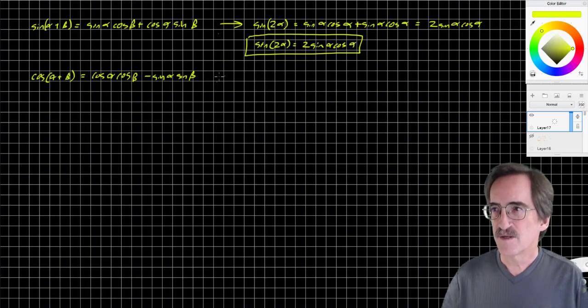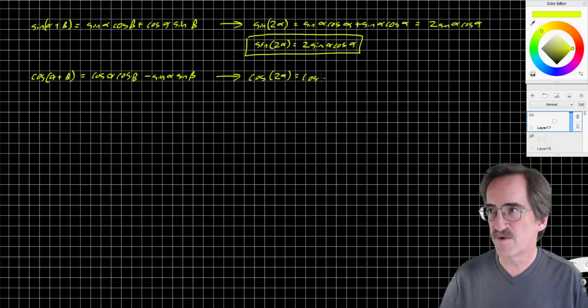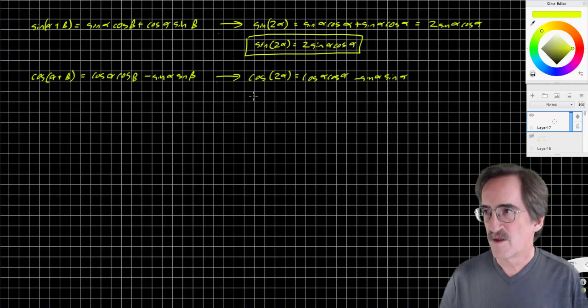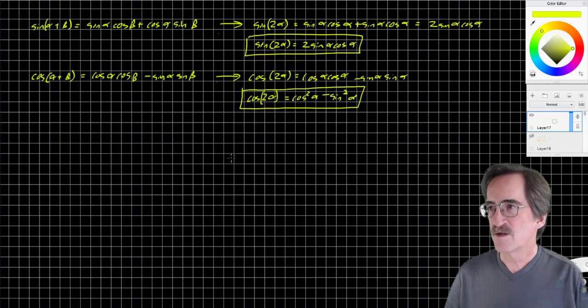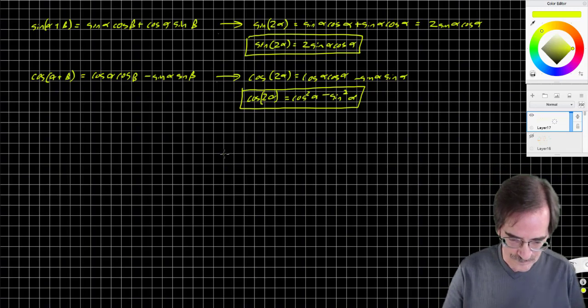Which is, if I change it now to cosine 2 alpha, think alpha plus alpha. It's cosine alpha cosine alpha minus sine alpha sine alpha. Okay, that simplifies to cosine 2 alpha equals cosine squared alpha minus sine squared alpha. So the double angle formula for cosine is cosine squared minus sine squared.